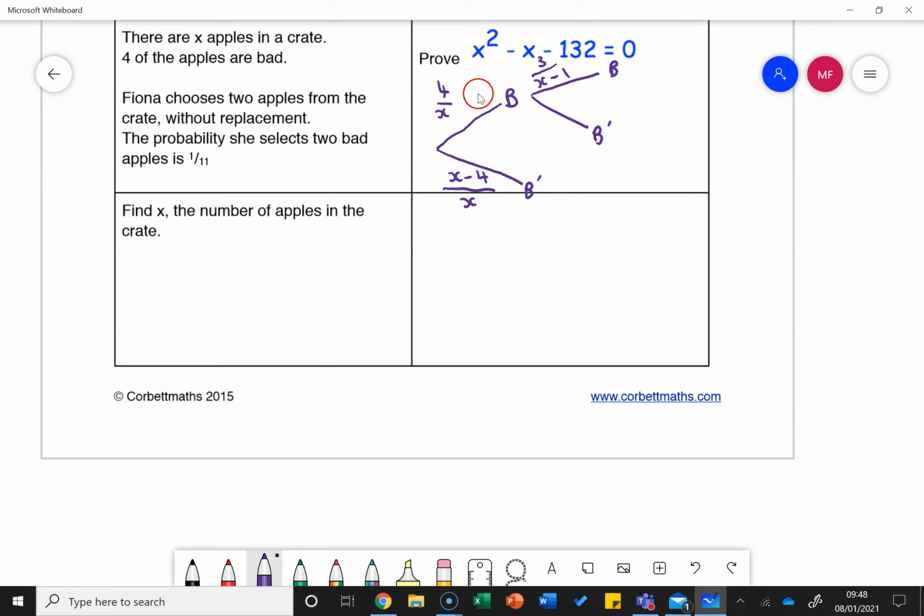Okay? So chance of your first bad apple was 4 out of x. 1's gone, which means now you've only left with 3, and you've taken out an apple, so it's only x minus 1. And you want to know 2 bad apples. So in other words, it's bad and bad.